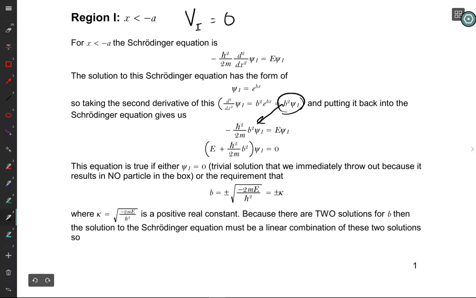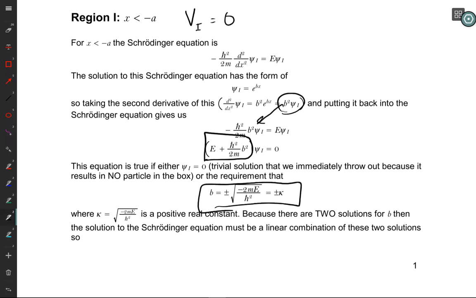So I just plugged this in there and then collected terms. I factored out the psi 1. That way I don't have to do a division by something that can be 0. But everywhere the psi is not 0, then the other stuff has to be 0. So this has to, in general, be 0. And so that gives us b is equal to plus or minus the square root of minus 2mE over h bar squared, or plus or minus kappa.